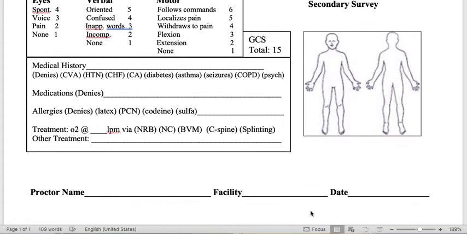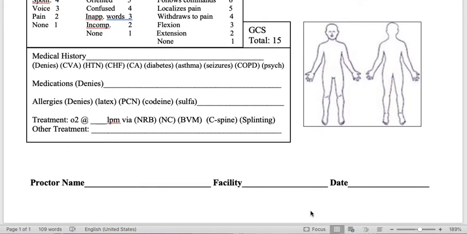And this area right here at the bottom, you would write in or circle the appropriate medical history. In this case, he has high blood pressure, he has diabetes, he has asthma, whatever it might be, or if it's not in that list, write it in above. Medications, if he says none, write none. Allergies, you can circle the ones that are appropriate or write in the one that he or she might tell you. Treatment that you provided, so you provided 4 liters via nasal cannula, and treatment is just comfort care.